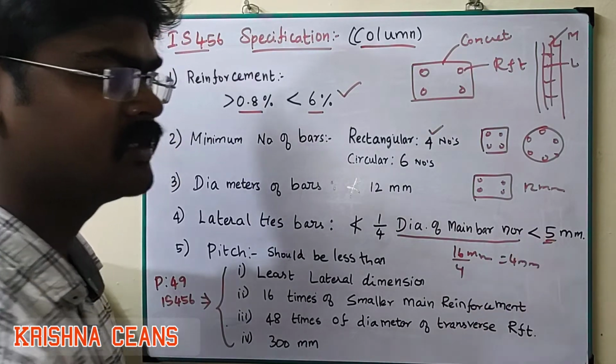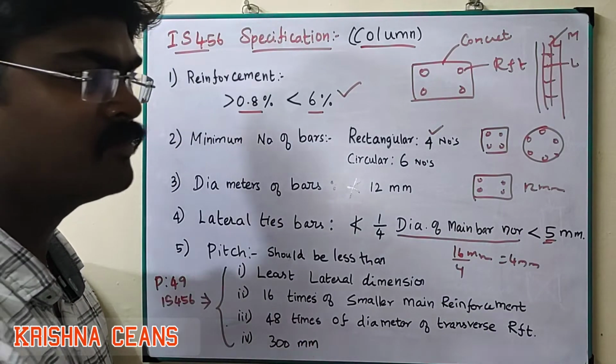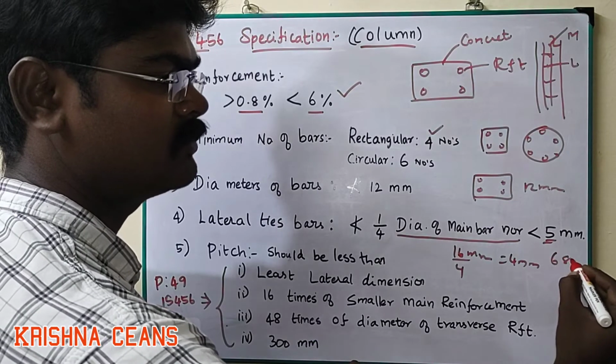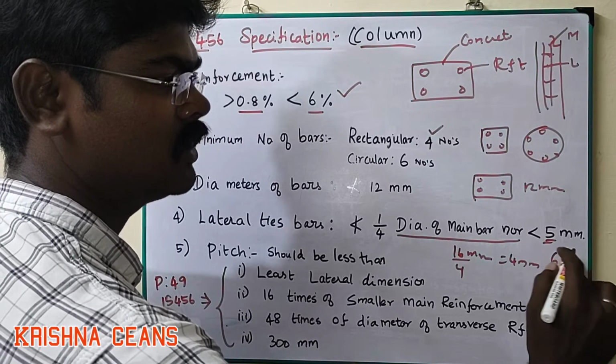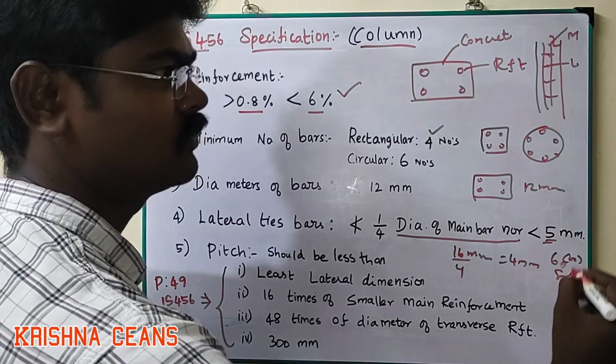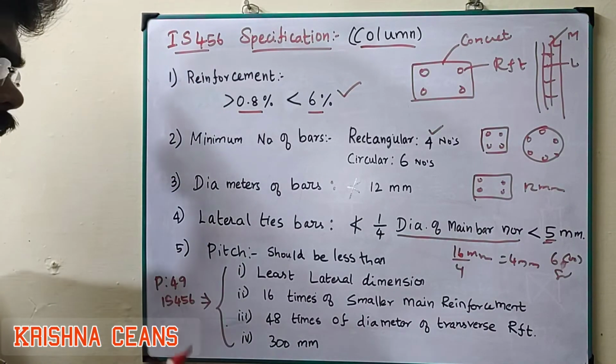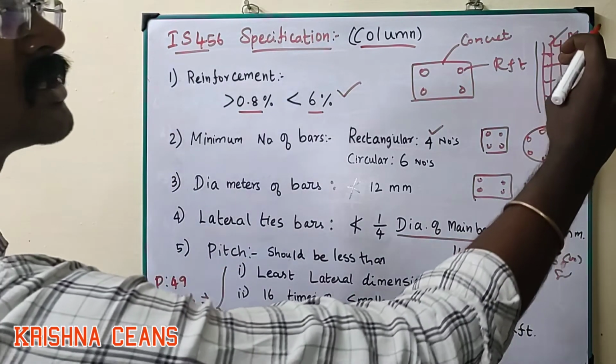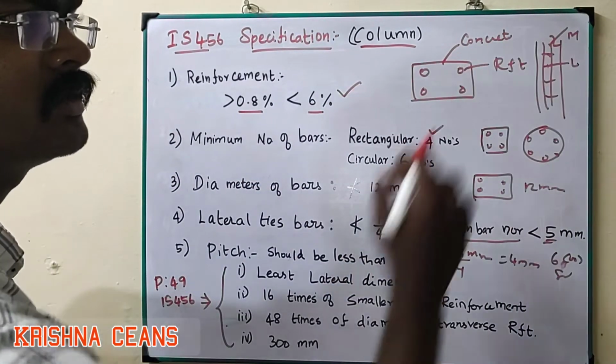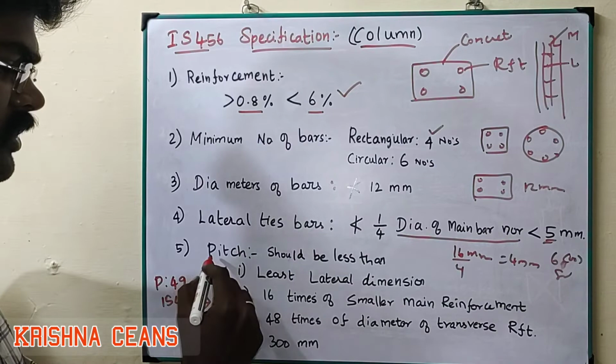But our condition is that we should not use less than 5 mm. So we have to adopt 6 mm or 8 mm for the lateral reinforcement. That is the condition. Next, pitch. Pitch is the space between lateral ties. That is what we call a pitch.